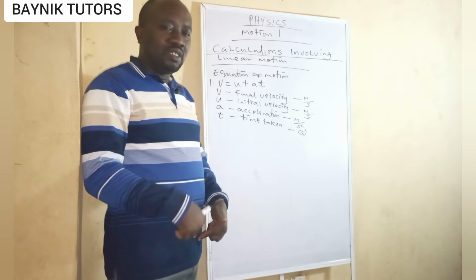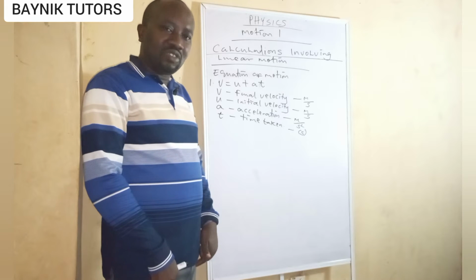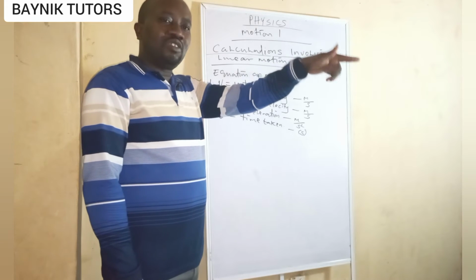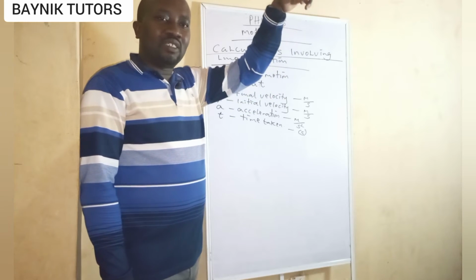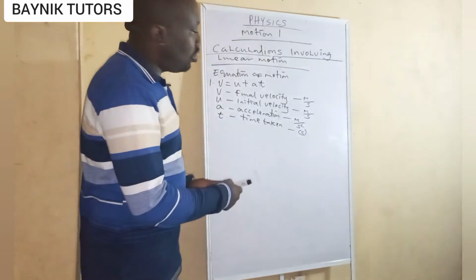So that is 0 when it has reached; the initial time is 0 seconds. When you get to that final destination, that time is at 10 seconds. So that's the kind of illustration for the first equation of motion.